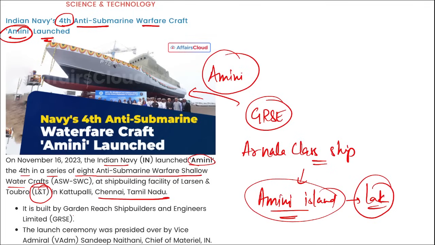Correct? Then if we talk about GRSE, who built this anti-submarine warfare shallow watercraft. So remember, for this GRSE, who is the chairman and managing director? PR Hari. Where is the headquarter of GRSE? It is in Kolkata, West Bengal.